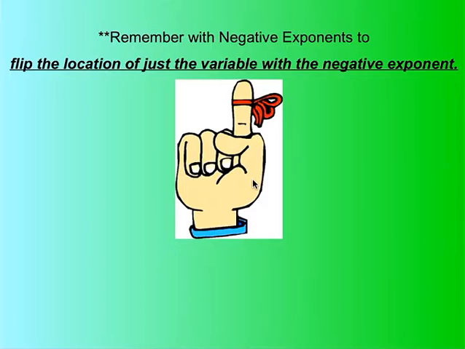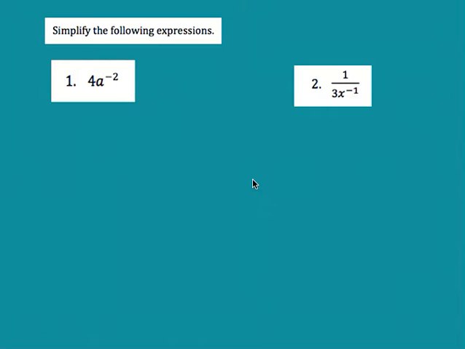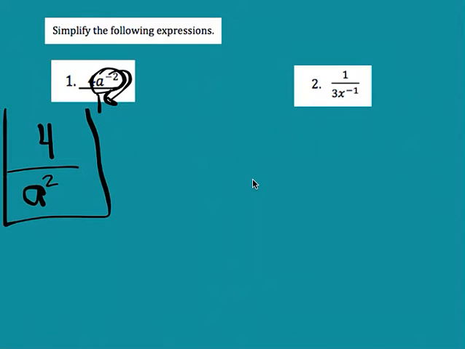Okay, so let's take a look at number 1. For number 1, I notice that I have 4 times a to the negative 2. Well, I notice that the 4 doesn't have a negative, so that's actually going to stay right where it is on top. But this a to the negative 2, it's negative on top, so I need to flip it to the bottom. Whenever there's no bottom written, you can just assume that it's over 1, okay? So then I need to take that a to the negative 2, and I'm going to flip it to the bottom, and that's going to become a to the positive 2. So I have 4 divided by a to the 2.